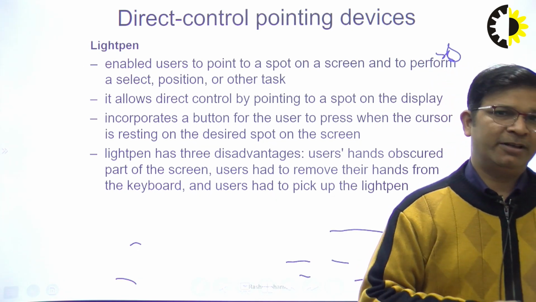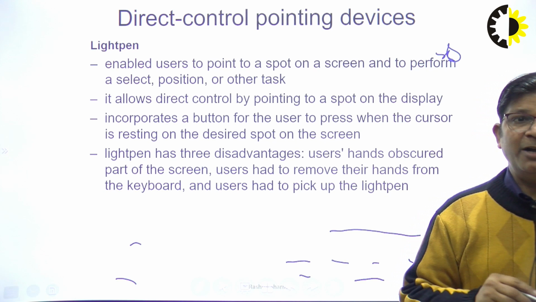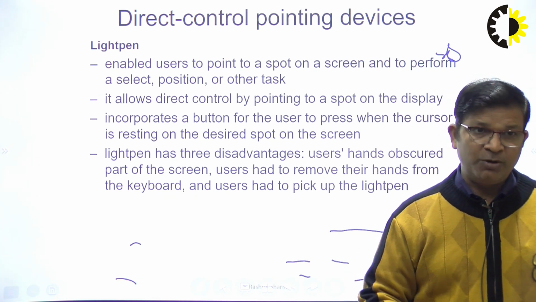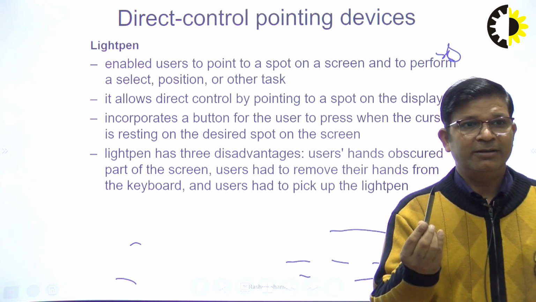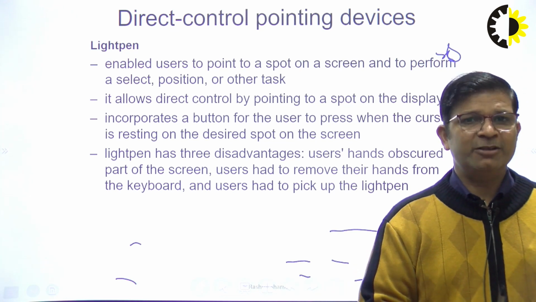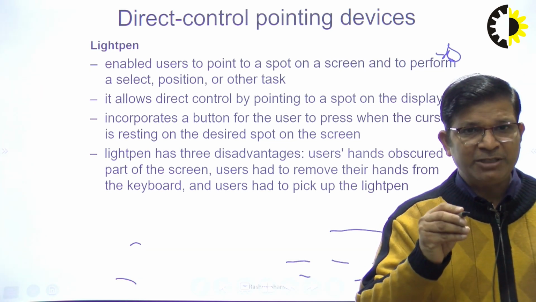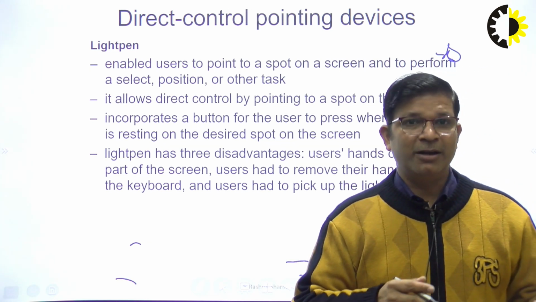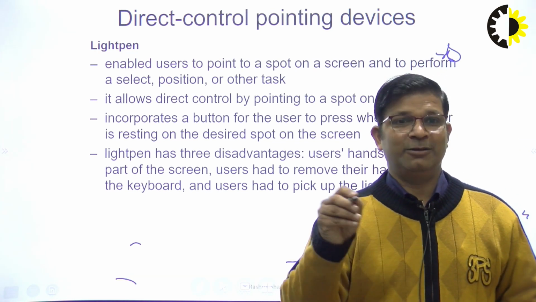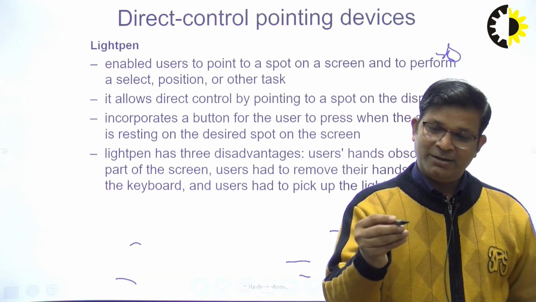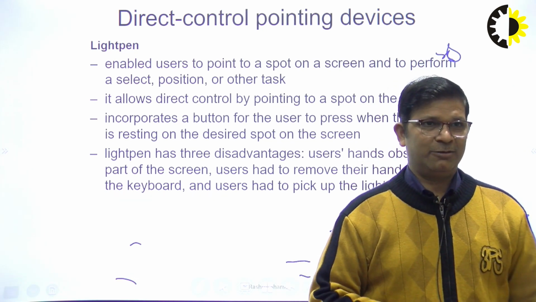The light pen has 3 disadvantages: the user's hand obscures part of the screen, the user has to remove their hands from the keyboard, and the user has to pick up the light pen. But along with these disadvantages there are also some advantages. We can do it very easily with a pen. We are very comfortable because we have been learning from early childhood. We pick up a pencil or a sketch pen to make a drawing, to do anything with a pen. So we are much more comfortable with this.